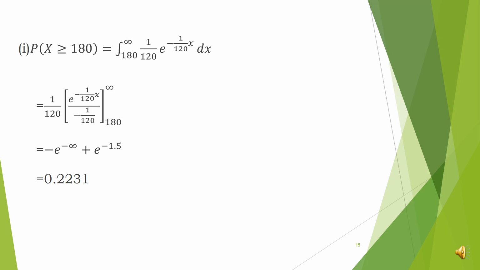Next, the probability that it lasts for at least 180 days: probability of x greater than or equal to 180, which means the limit value ranges from 180 to infinity. The f of x value is 1 by 120 into e power minus 1 by 120 into x dx. On integrating the value, you will get 0.2231.